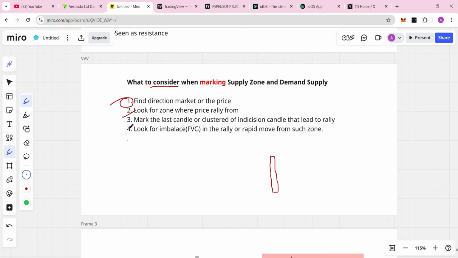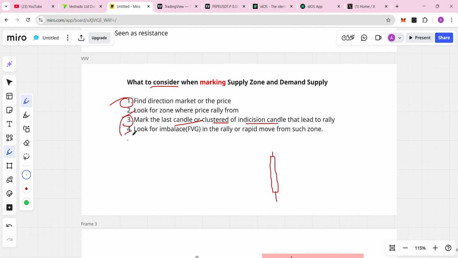Then what are the things that happen before that sharp candlestick movement? You understand? What are the candlesticks that you can find before the movement? So you have to mark the last candle or the cluster of indecision candles that led to the rally.